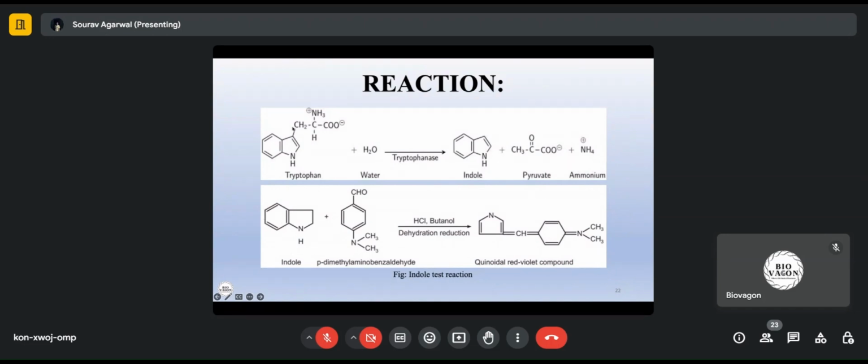In the first reaction, the bacteria has the tryptophanase enzyme and indole is produced. In the second, when you add the Kovac's reagent to your test tube, indole and p-dimethyl aminobenzaldehyde react with each other in the presence of HCl and butanol, and then the red violet compound, which we can see as a cherry red ring at the top of the test tube, forms. So can someone tell me why we get a cherry red ring and not the entire media colored red when we put Kovac's reagent in the media?